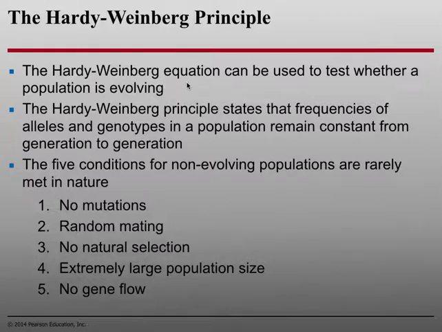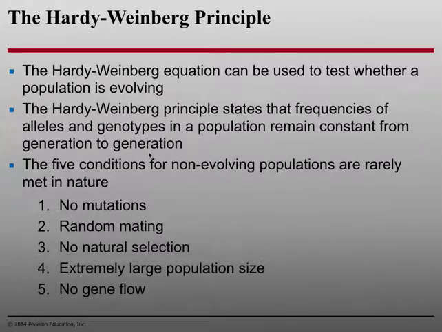For the Hardy-Weinberg equation, they were two different scientists that came up with the same mathematical equation for determining if a population is evolving, or better yet, is not evolving. Because if the Hardy-Weinberg equation is met, then the population is said not to be evolving. And that's what this says. The Hardy-Weinberg principle states that frequencies of alleles and genotypes in a population remain constant from generation to generation.